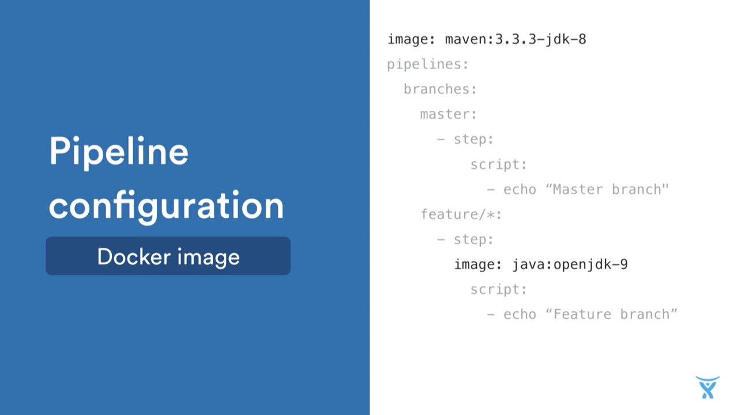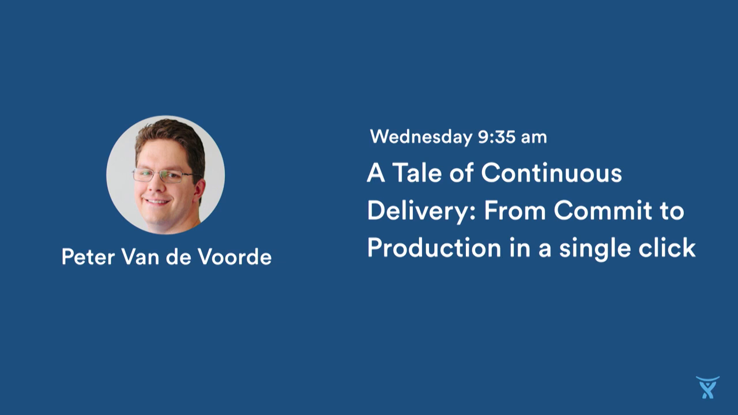You can configure different Docker images. So we're building it in Docker, and you can configure different Docker images. And we will add steps, so you can configure different steps in your YAML file. If you want to find out more about Bitbucket Pipelines, come to Peter's talk tomorrow, A Tale of Continuous Delivery.